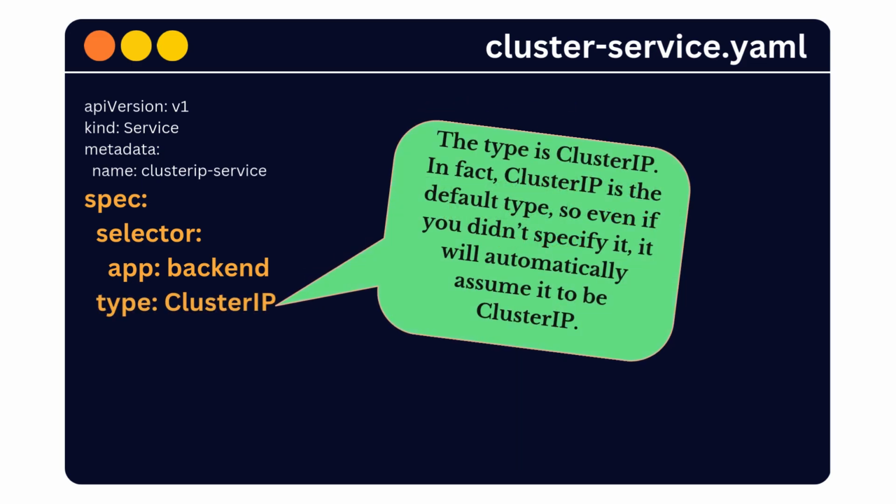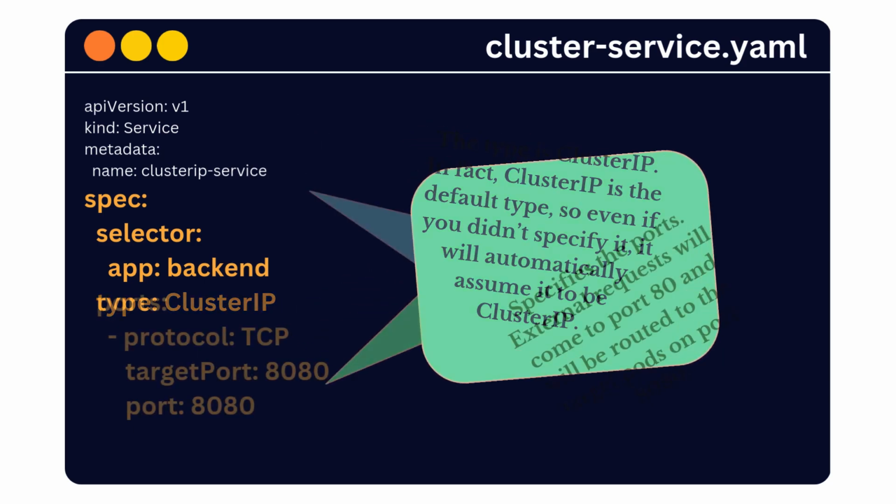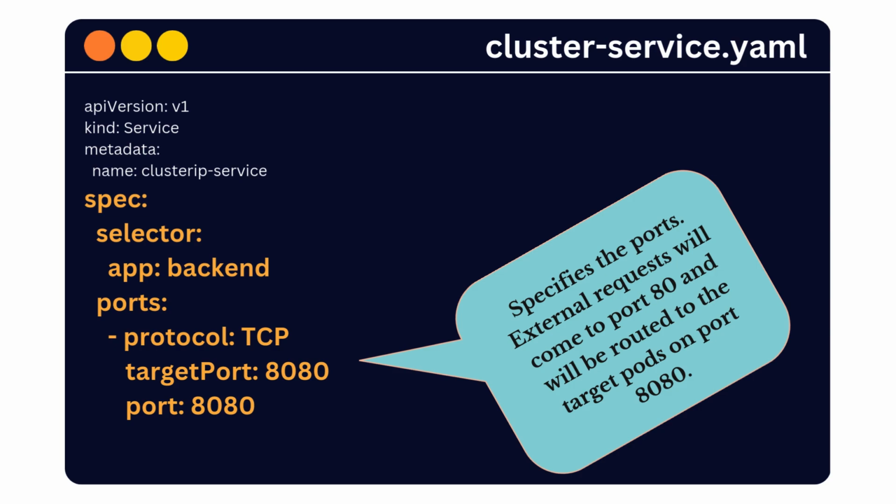The type is ClusterIP. In fact, ClusterIP is the default type. So even if you don't specify it, it will automatically be assumed to be a ClusterIP service. Under ports, we have a target port and a port. Now, the target port is the port where the pods with label backend are exposed, which in this case is 8080. Port is where the service is exposed, which is 8080.